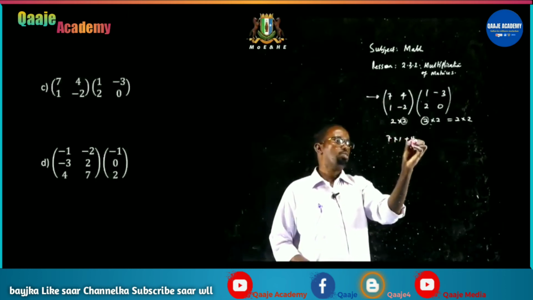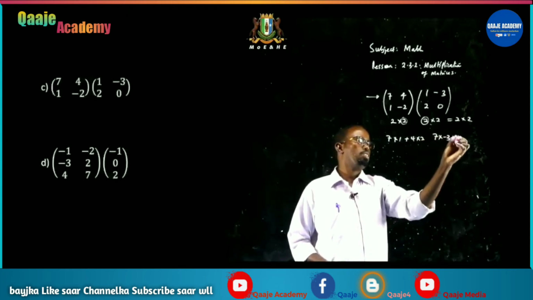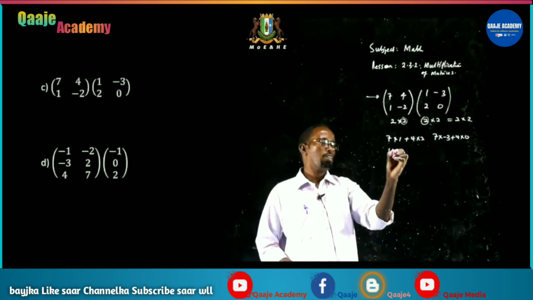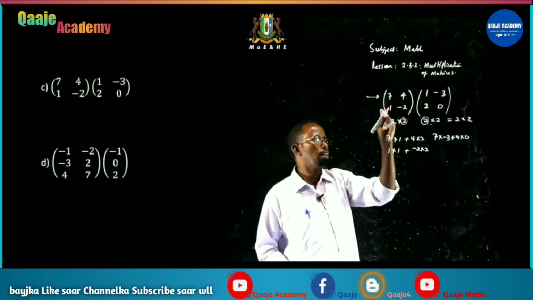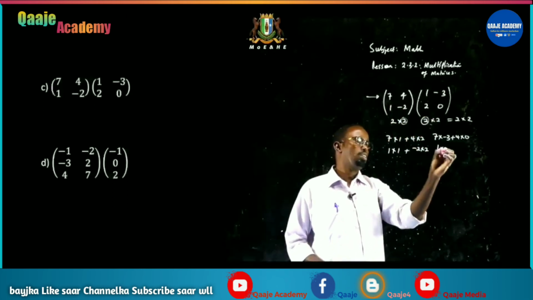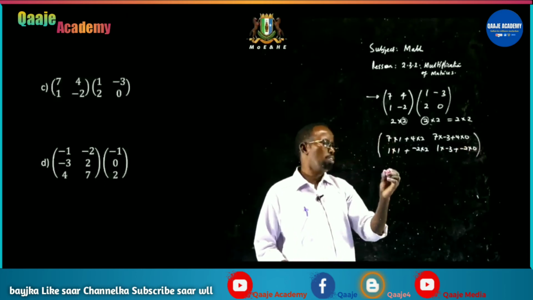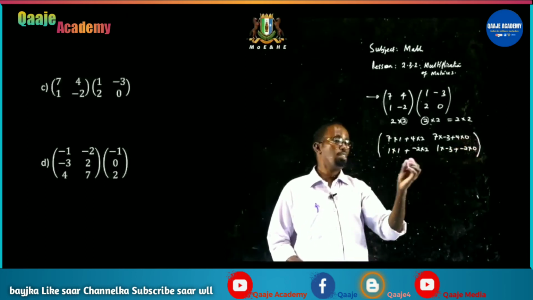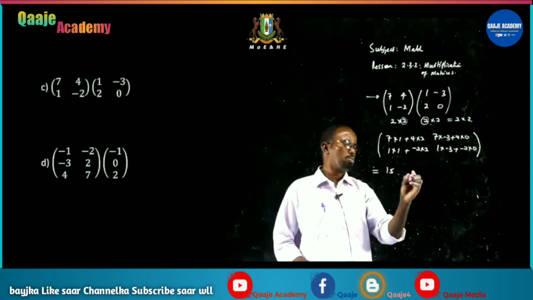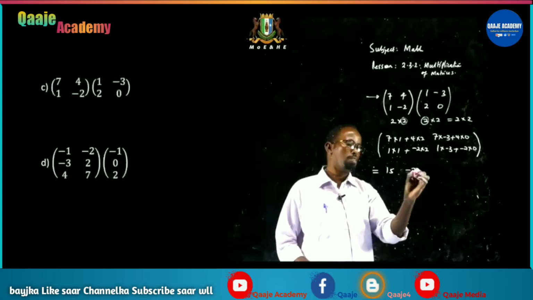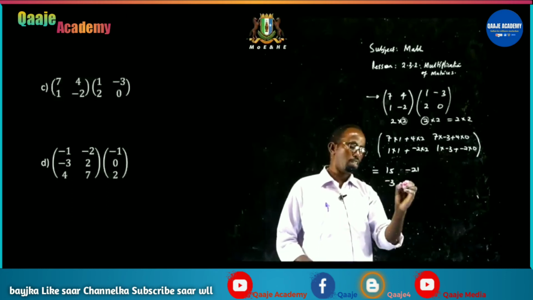plus 4 times 2. Then 7 times minus 3 plus 4 times 0. 1 times 1 plus minus 2 times 2. And then finally 1 times minus 3 plus minus 2 times 0. Then you always enclose with brackets. So there you have 7 plus 8, you have 15. This is minus 21 plus 0. This is 1 minus 4, you have minus 3. And then minus 3 plus 0 is minus 3.